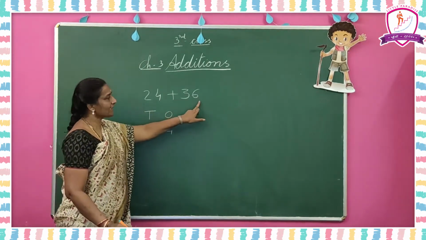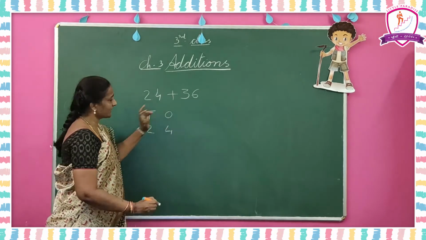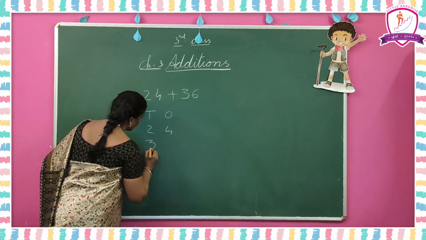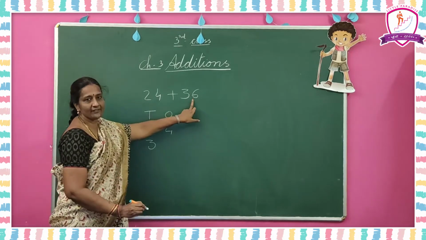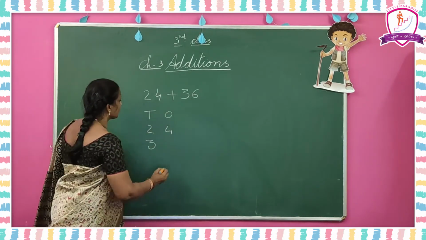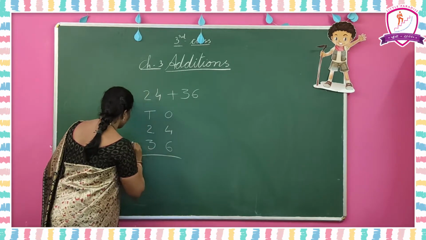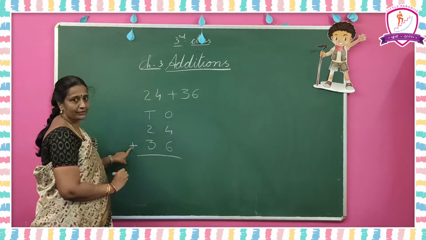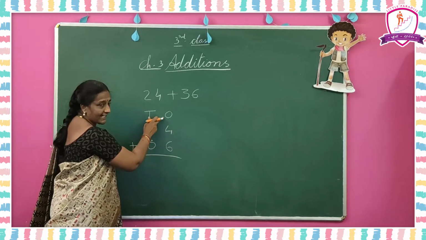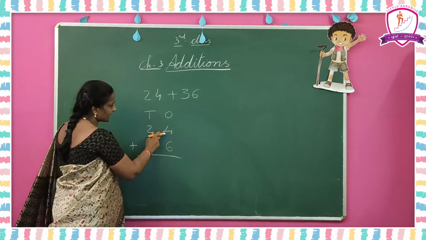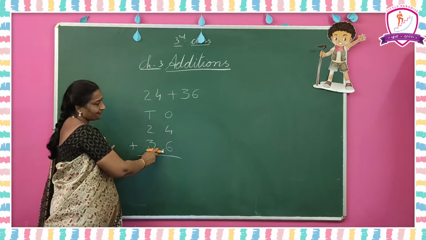In 36, how many tens are there? 3 tens are there. Write 3 in tens place. And how many ones are there? 6 ones are there. Write 6 in ones place. Add these two. Put plus symbol for addition. Okay. First add ones. Here 4 ones are there and 6 ones are there.